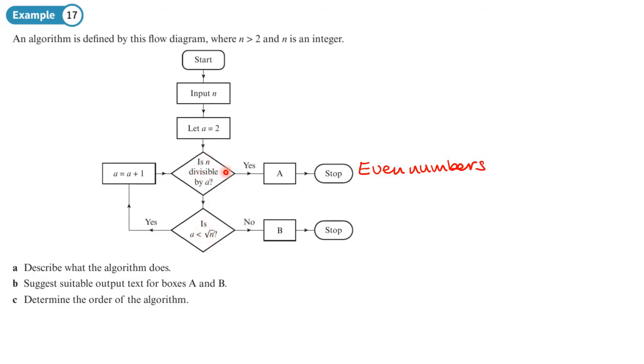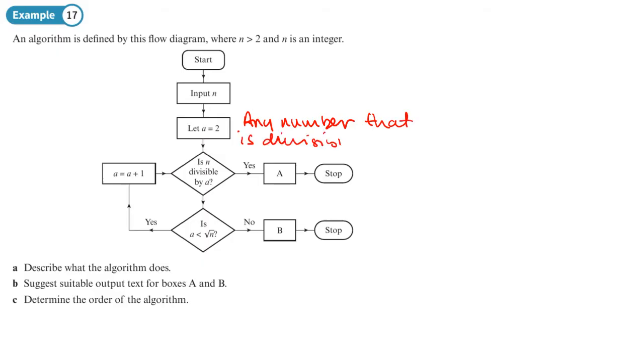So basically, if any number is divisible by an integer greater than or equal to 2, it's going to end up here. So it's not just even numbers, it's not just numbers which are divisible by 3 or 4, it's actually going to be any number that is divisible by an integer greater than or equal to 2.